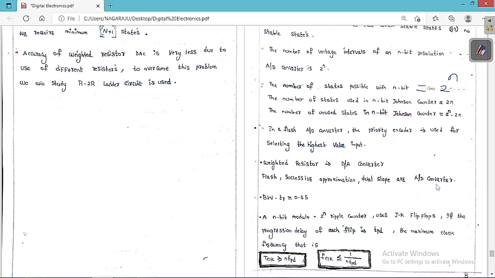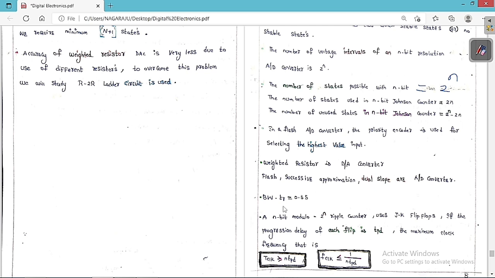Easy to remember is Captain searching first record. Captain means counter type ADC. S means successive approximation type, and flash type, and also the dual slope. All these are called ADCs, not digital to analog converters, whereas the weighted resistor and the R2R ladder circuit are called digital to analog converters. All these things I already explained.